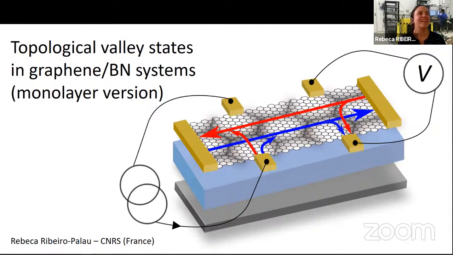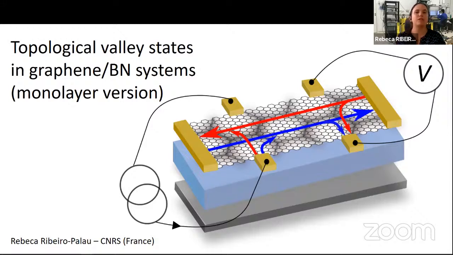So today, I would like to talk about topologically valid states in graphene BN systems. I consider this to be a very good example of a topological state that is developed in a very simple system. Today's talk is just the monolayer version, and tomorrow we're going to see the bilayer, a little bit more complicated version. I consider this an extremely simple system. It's just graphene on boron nitride, aligned on boron nitride, and it turns out to be, for me, a very beautiful example of topological states.